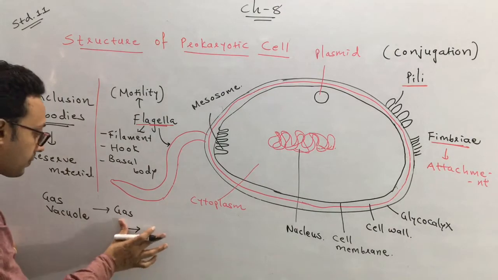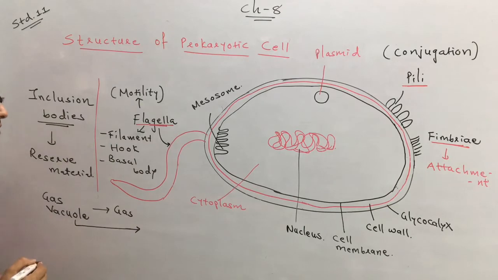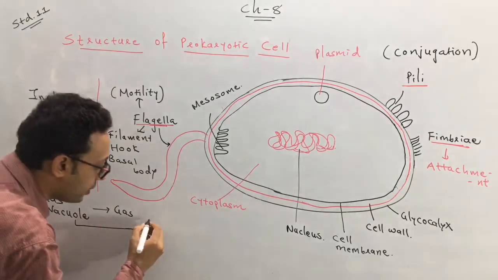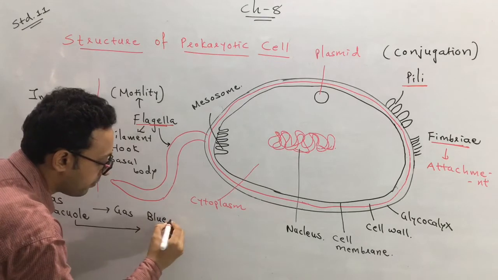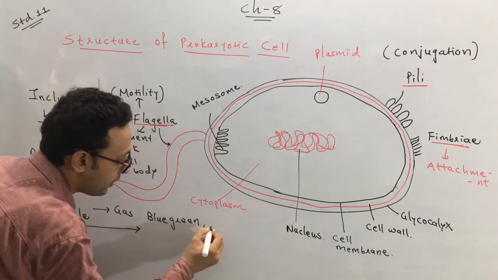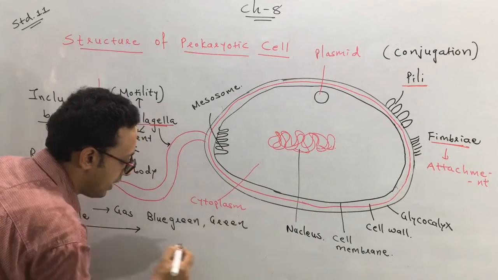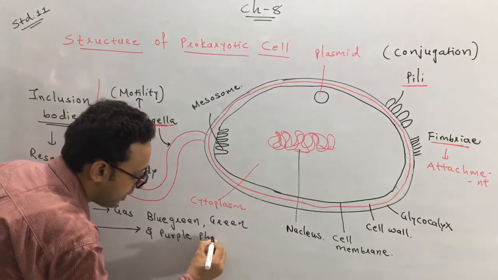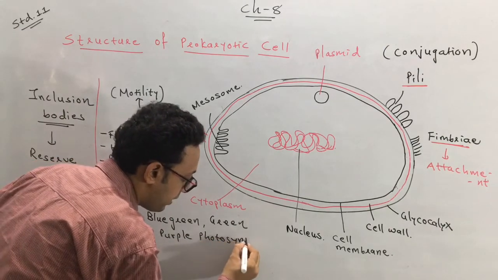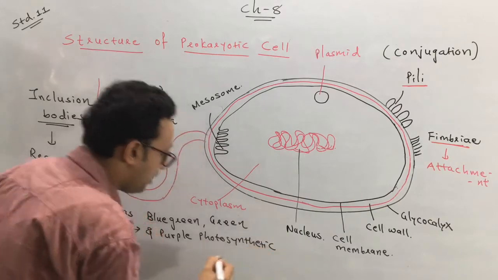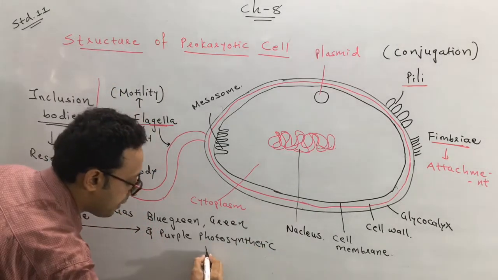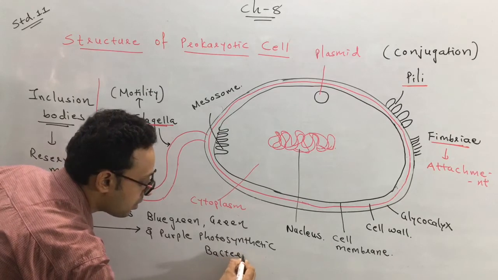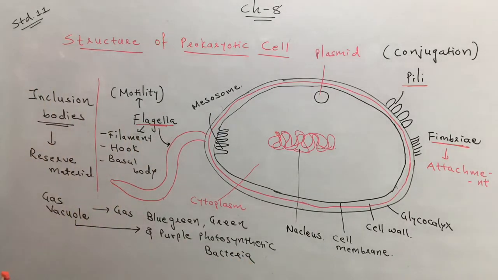Gas vacuoles are reported in blue-green, green and purple photosynthetic bacteria. They possess gas vacuoles. Gas vacuole is not found in every bacteria. So that's about the gas vacuole.